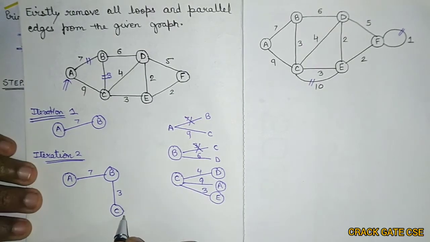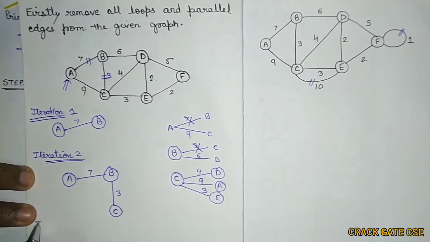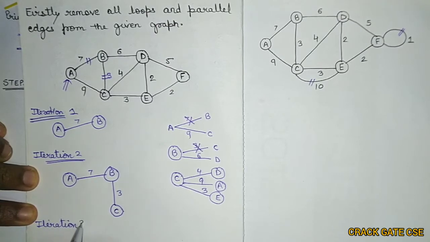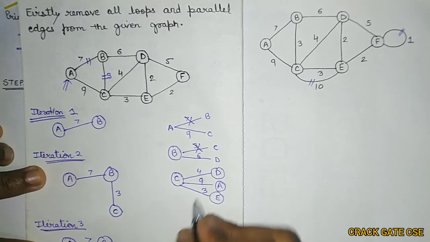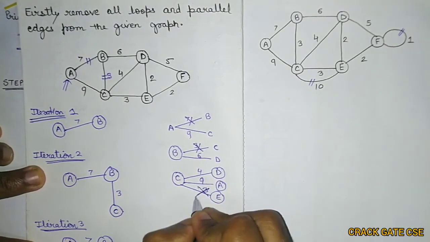So in the third iteration, I will be taking the new edge. This A to B, this is B to C with weights 7 and 3. Now I am selecting C to E with edge weight 3. So this has been selected.